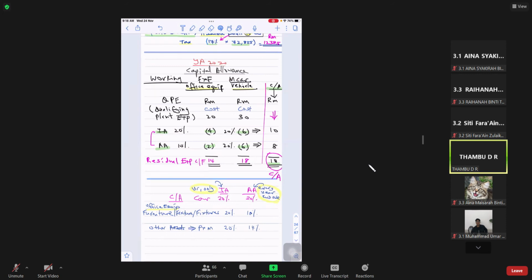Next. Another name for residual expenditure, we can call it tax written down value. In accounting, under IAS 15, they will call it tax written down value. In Malaysia, we call it residual value. Internationally, they call it tax written down value. Okay, habis.